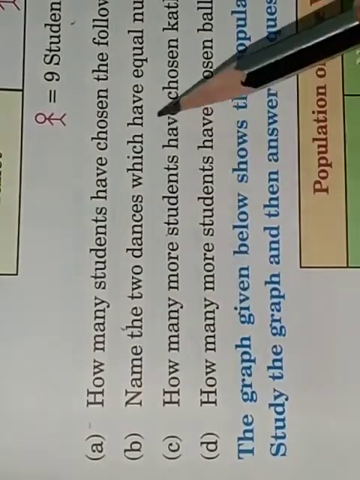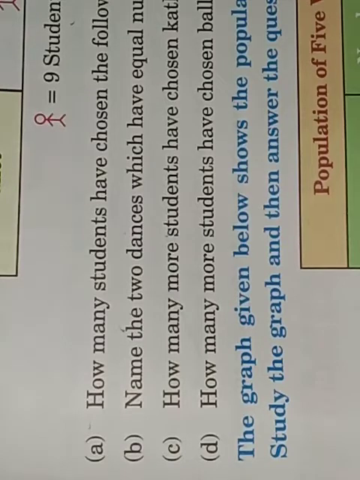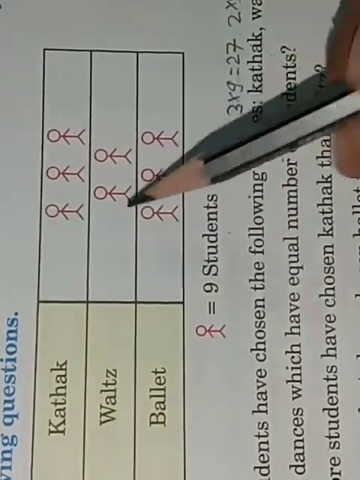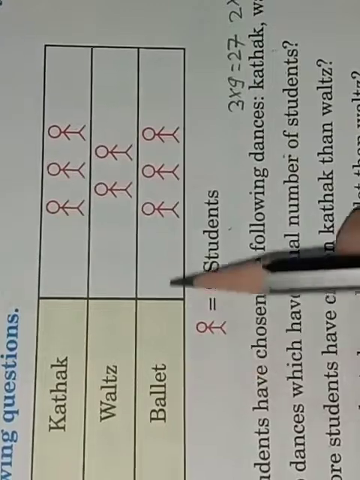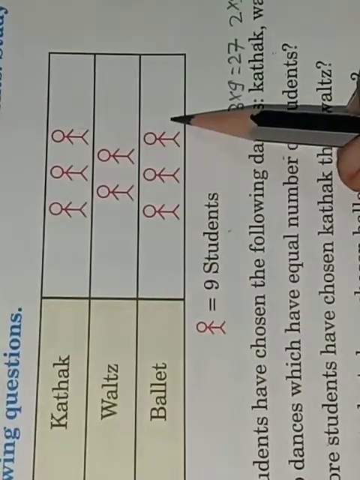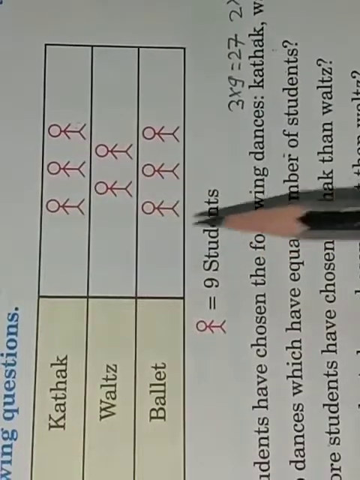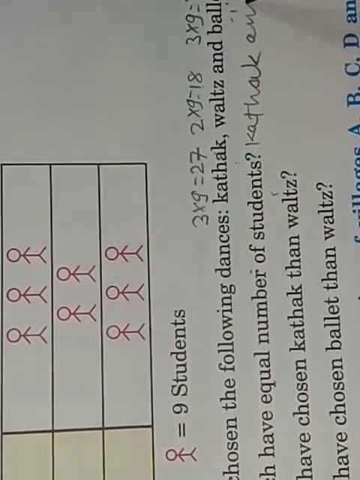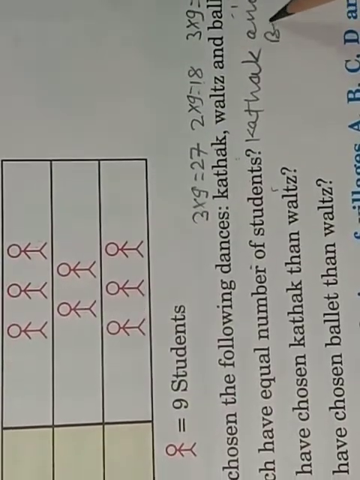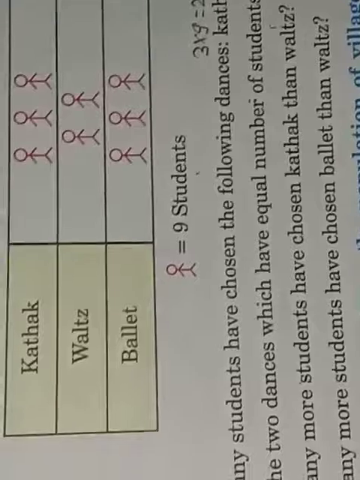Name the 2 dances which have an equal number of students. See this pictograph. Kathak has 1, 2, 3 images and ballet also has 1, 2, 3 images. So we can say that Kathak and ballet have an equal number of students. So we can write here Kathak and ballet. Okay. Now question number C.